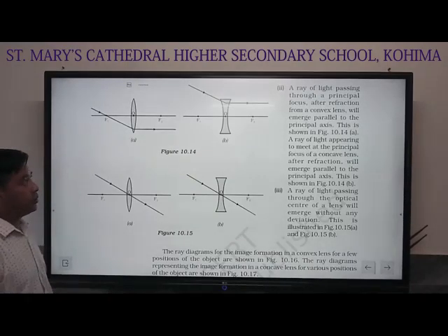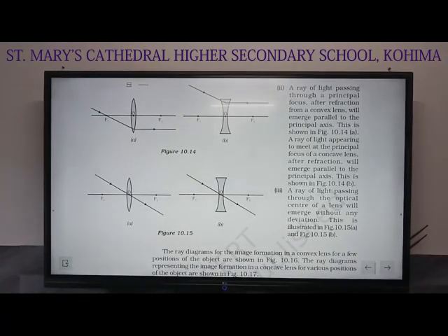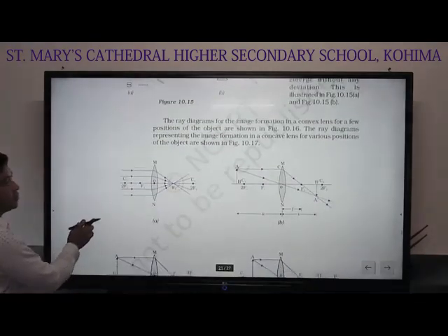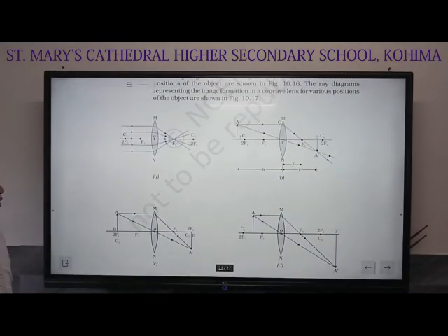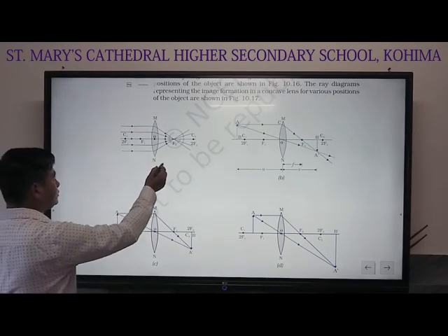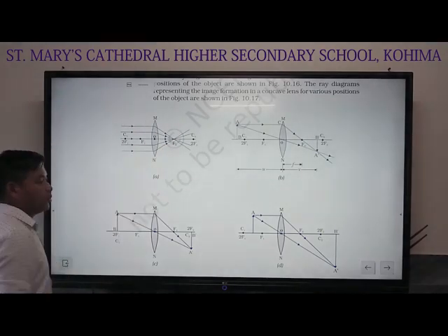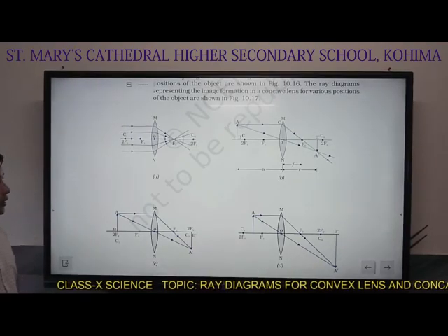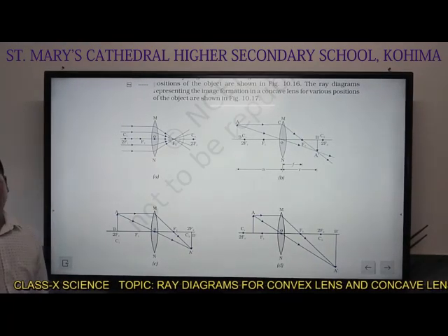These are the three important rays that we will be considering while drawing the ray diagrams for different positions of the object and how the images are formed in case of both convex lens and concave lens. So here, the first diagram, diagram A, shows the image formation of an object when the object is placed at infinity.